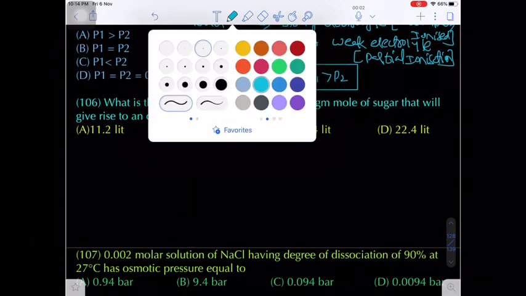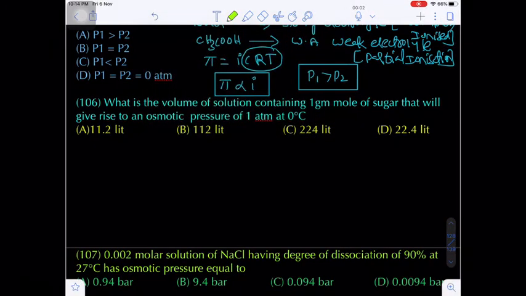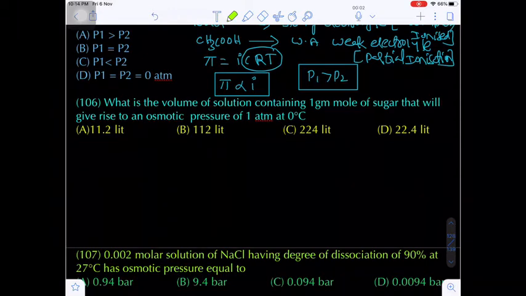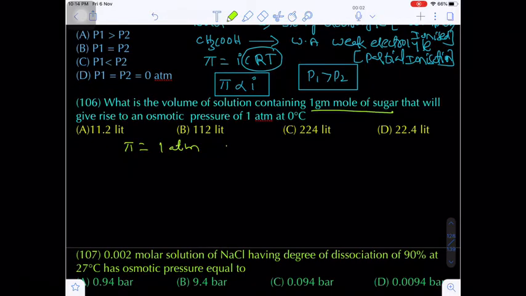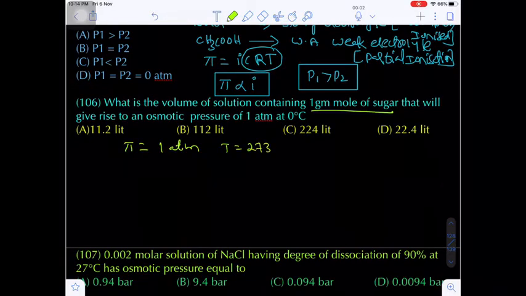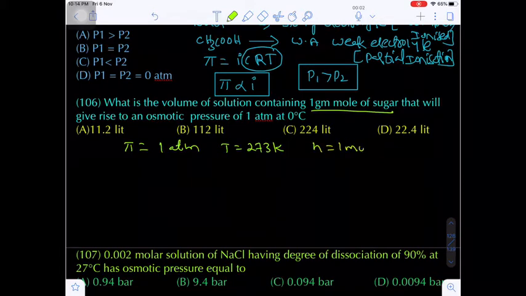Now, question number 106. What is the volume of a solution containing 1 gram mole, that means 1 mole of a sugar, that will give rise to an osmotic pressure of 1 atm at 0 degrees Celsius? Osmotic pressure value given is 1 atmosphere, and the temperature 0 degrees is nothing but 273 Kelvin. The number of moles of solute is 1 mole. Now what is the volume of the solution? Yes or no?